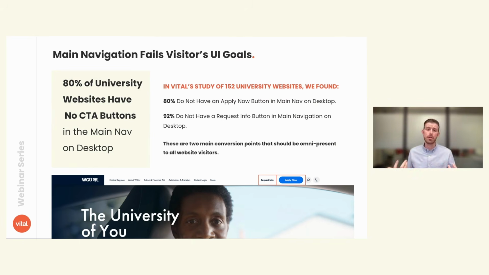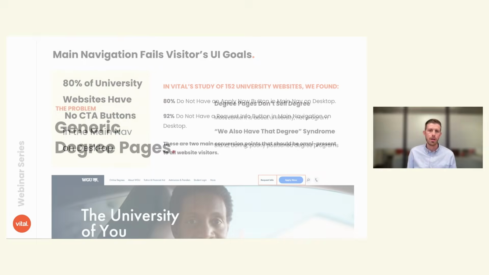These are two main conversion points we want for people who are seeking degrees. And we want those conversion points omnipresent. At any time, we want them to be anywhere on the site and be able to take that next step. The main nav is the way to guarantee they're always able to easily do that without having to click down and click down and click down and search for it. These are things we don't want people to have to search for.